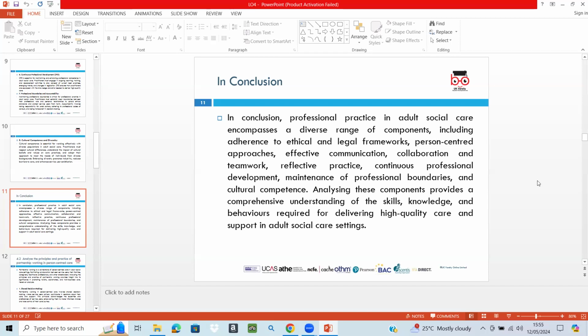We also discussed continuous professional development, maintenance of professional boundaries, and cultural competence. Each aspect contributes to the delivery of compassionate and individualized care in adult social care settings. By analyzing and understanding these components, practitioners can cultivate the skills, knowledge, and behaviors necessary to provide holistic and person-centered care that meets the diverse needs of individuals in their care.